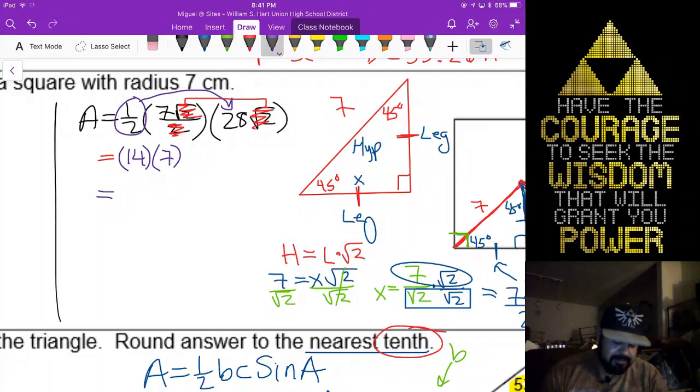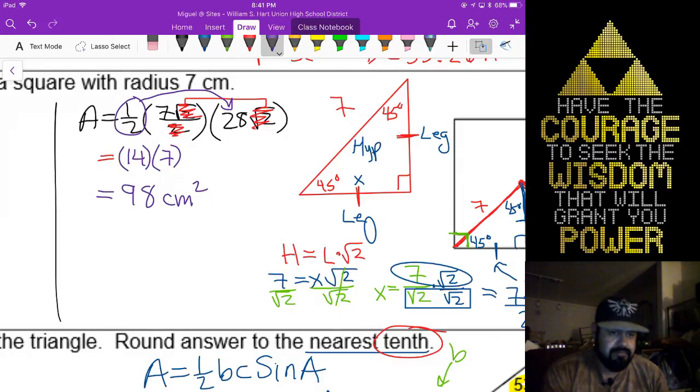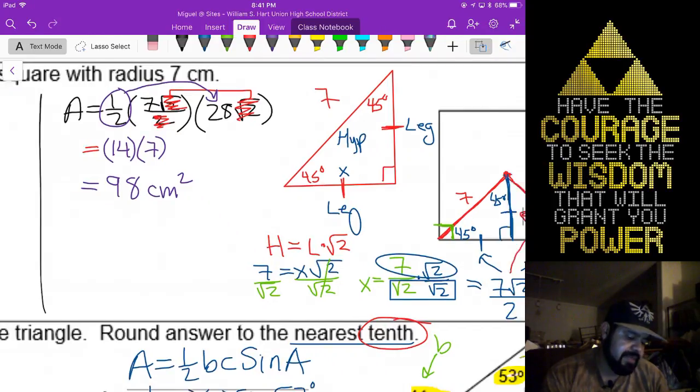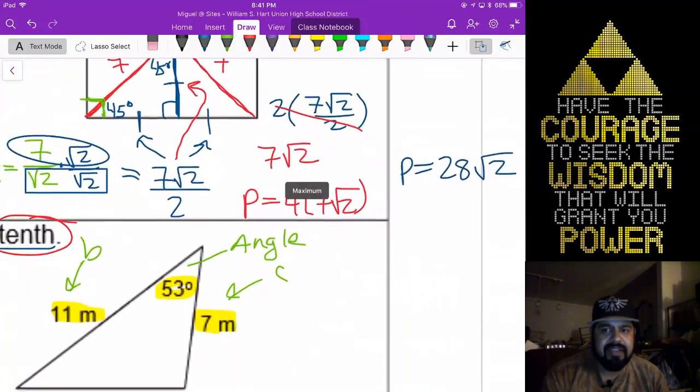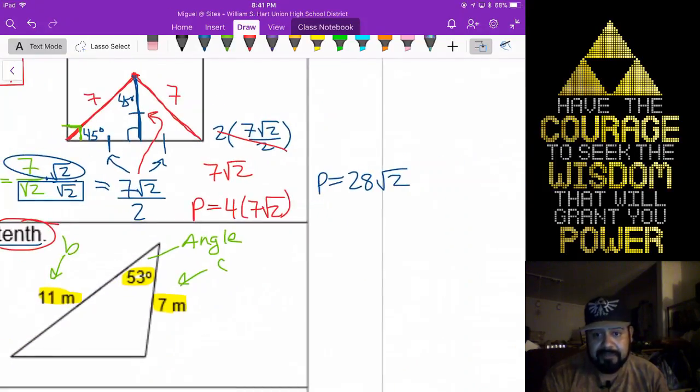So then that is going to be 49 times 2, which is 98 degrees? Not 98 degrees, just 98. Yeah, 98 centimeters squared. Now that one, obviously, you have to be careful, especially if a radical doesn't simplify or clean up nicely. And then you have to be careful for how you find the perimeter.